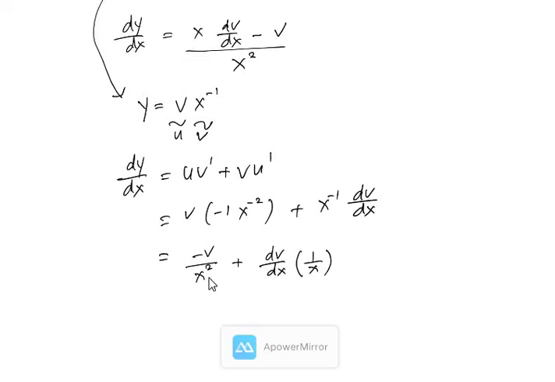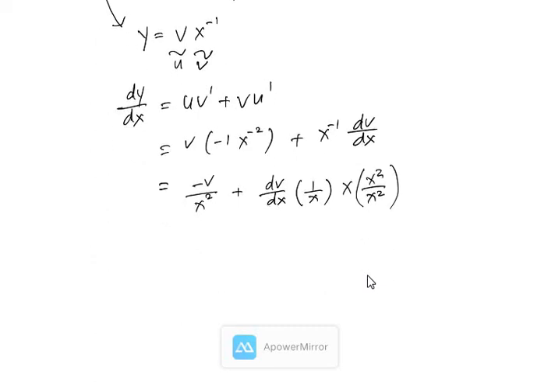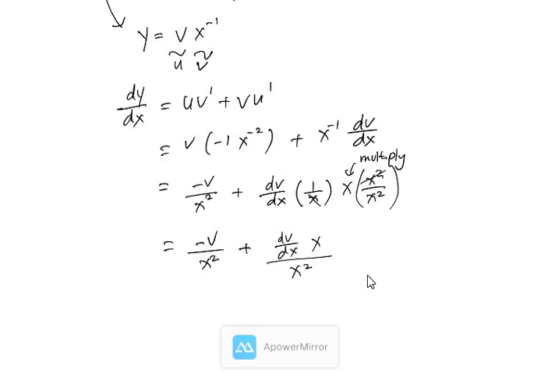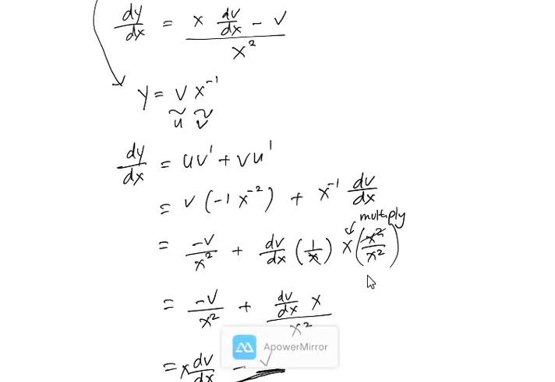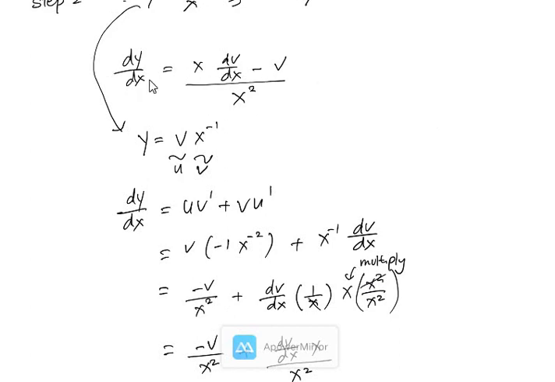Since this part we don't have the same denominator of x squared, so we multiply this one with x squared. So therefore we get negative v over x squared plus dv over dx, and this one we can cancel out, so we are left with x divided by x squared. So therefore we rearrange, we obtain dv over dx times x minus v over x squared. So this value is the same as this one. This is how we obtain the dy over dx.